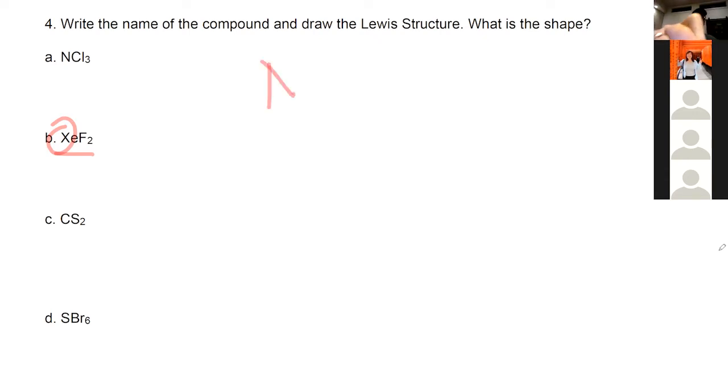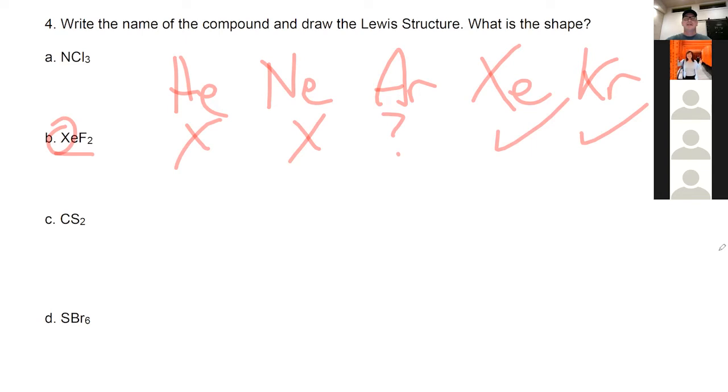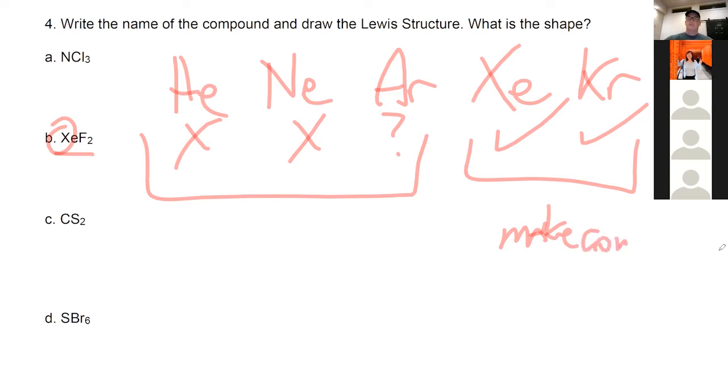So helium does not form compounds, neon does not, argon, I think the jury's still out a little bit on that one, and xenon and krypton can. So, don't know yet. What's the difference between these 2 noble gases and these 3? How come these 2 can make compounds and these can't, or don't so far?